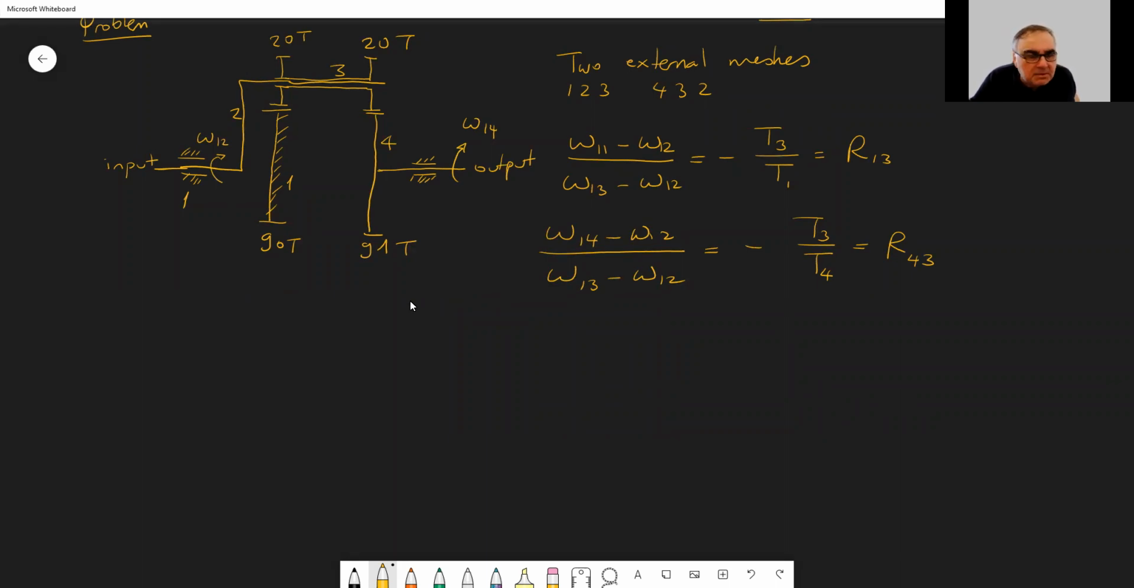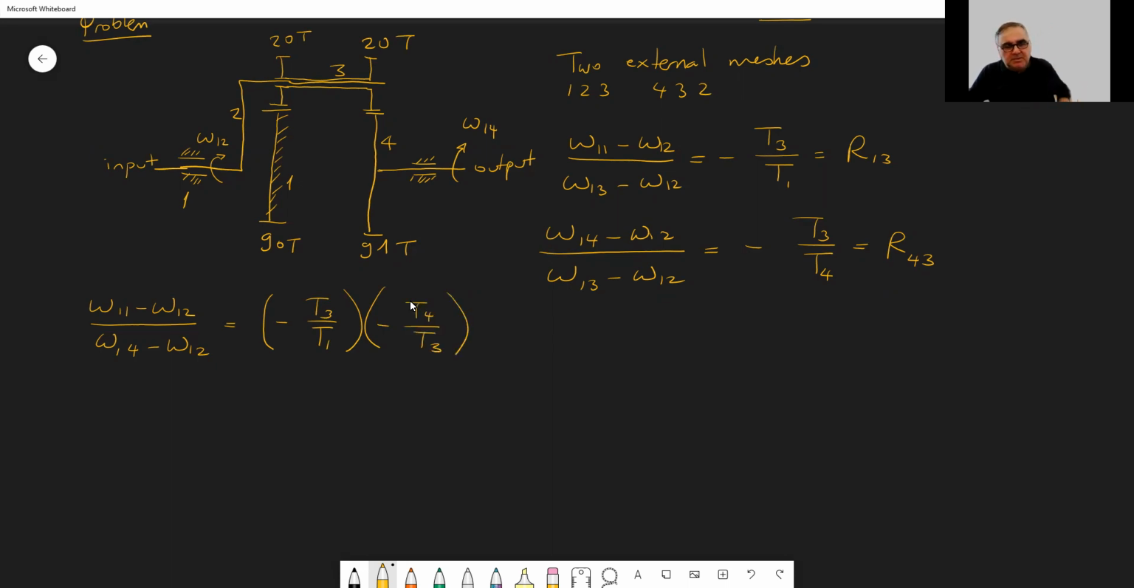So you can write the following: omega 1,1 minus omega 1,2 divided by omega 1,4 minus omega 1,2 is equal to, well, you can write this as minus T3 over T1, and the reciprocal of the other one, minus T4 over T3, because I'm flipping this one so that omega 1,3s and omega 1,2s cancel each other, which I can write as follows.